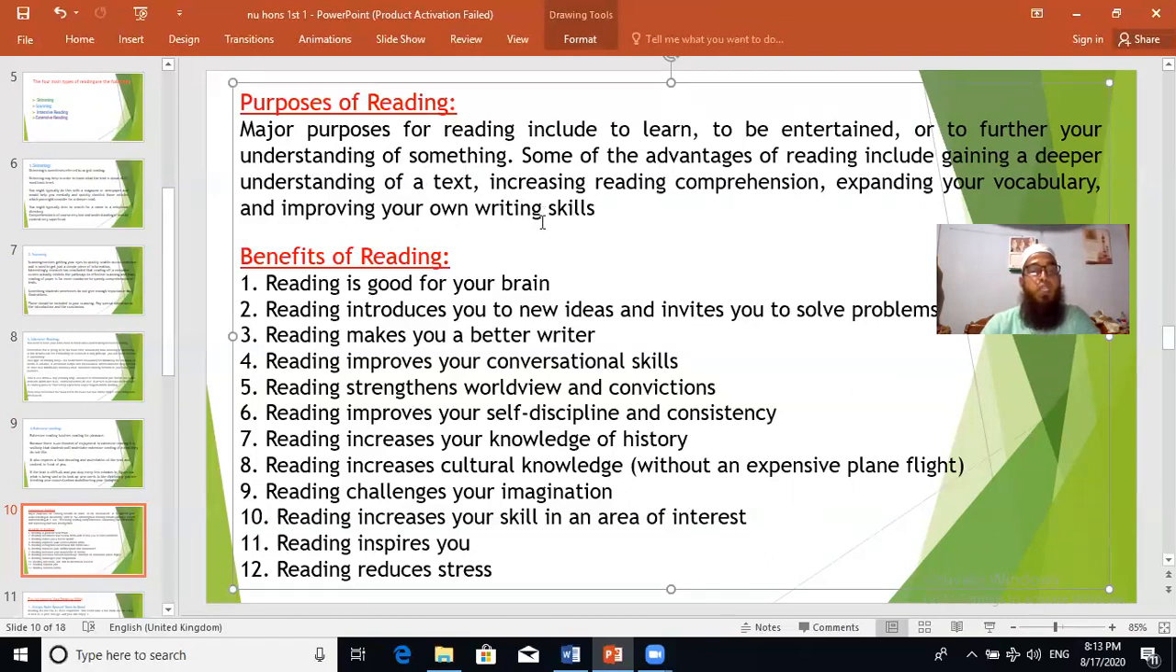So the benefits of reading you can see at a glance here. There are some benefits of reading. Of course, you know some of the benefits, I think. Check now, match your idea about what the benefits of reading are.